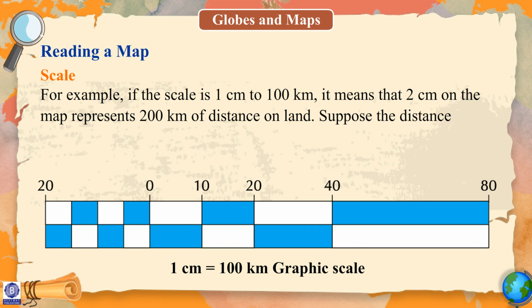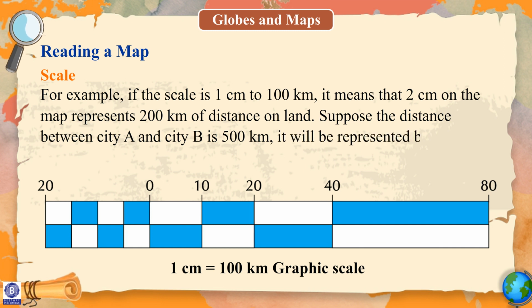Suppose the distance between city A and city B is 500 kilometers, it will be represented by an actual distance as 5 centimeters on the map.